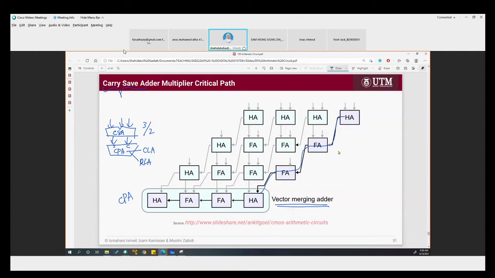So the critical path is this path, where the carry is forwarded to the next stage adder, and then at the last stage, since it is a propagate adder, we let the carry propagate, so the delay will go through the carry propagation. This is the critical path of the carry save adder multiplier.